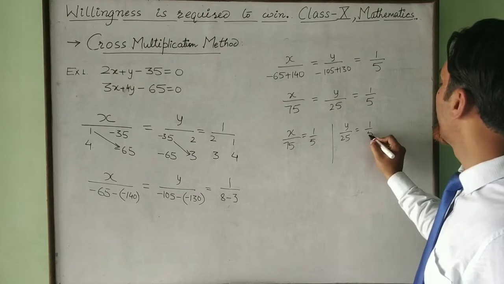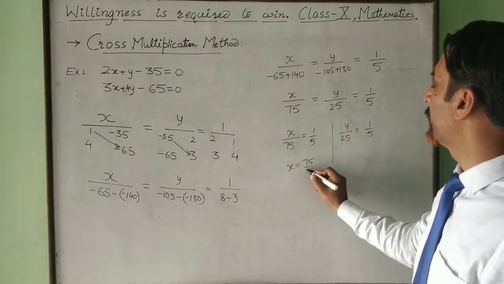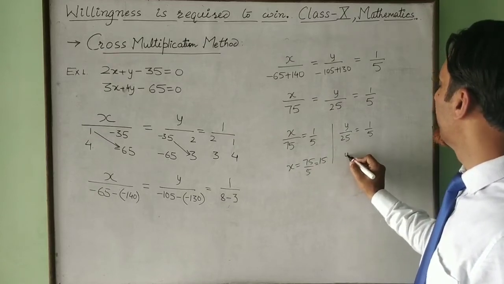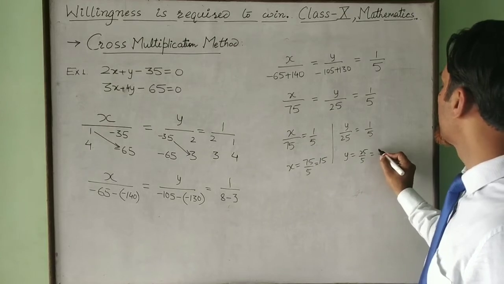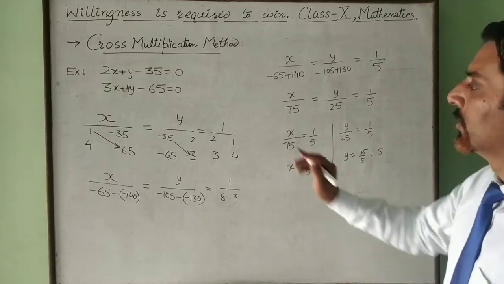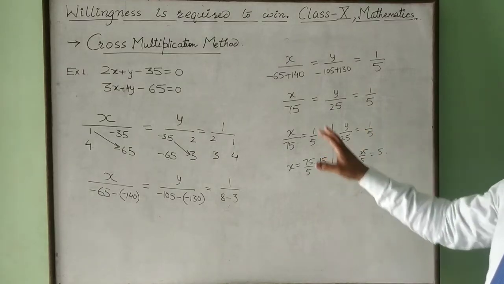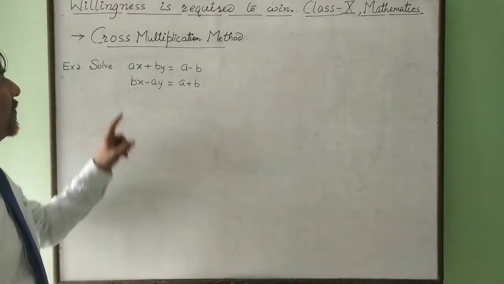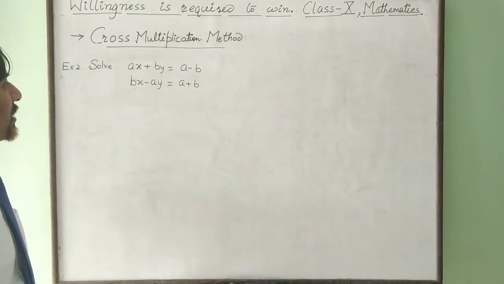So the value of x came out to be 75 upon 5, which is equal to 15, and the value of y came out to be 25 upon 5, which is equal to 5. Fine. So this is your cross multiplication to solve a pair of linear equations in two variables. Another example we have, we can solve these two equations using the cross multiplication method.